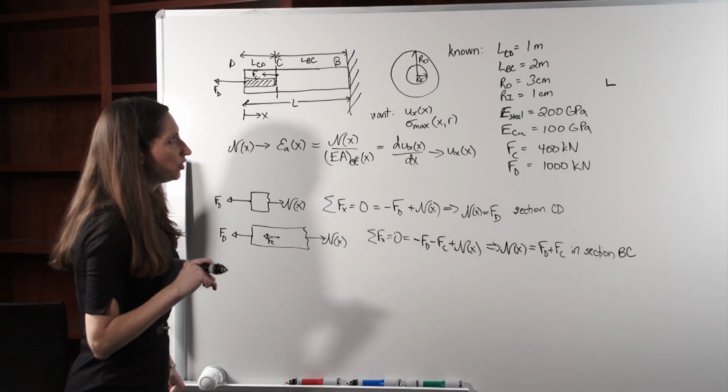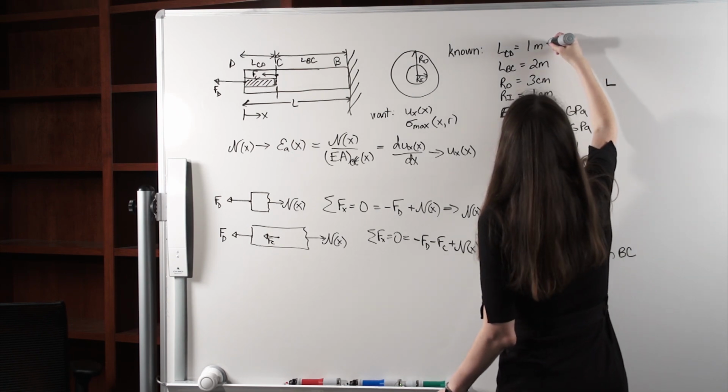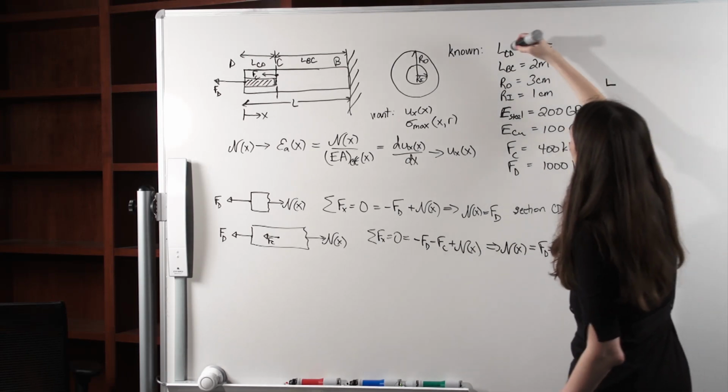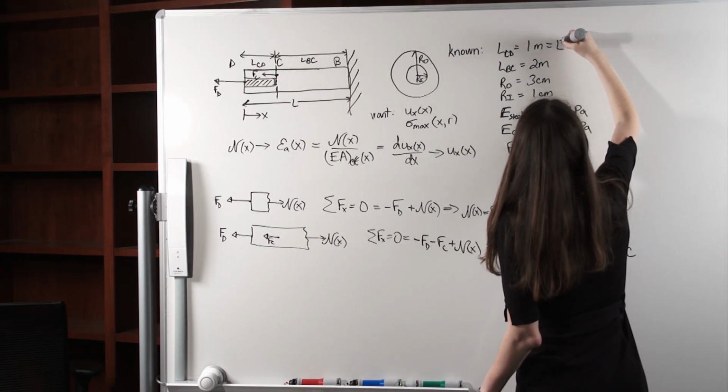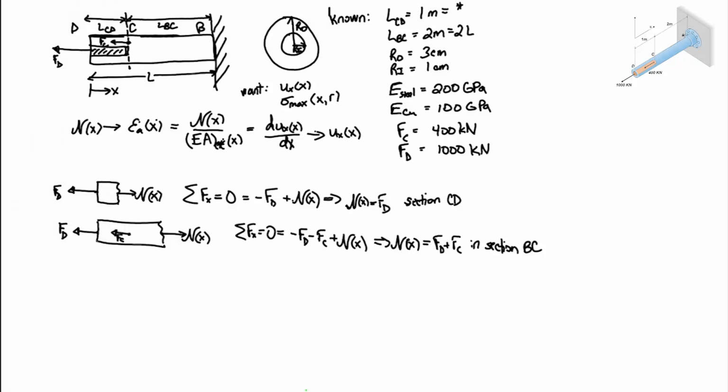I forgot to do this earlier, but I'm going to define some new variables up here so we don't have to carry around all these LCDs and LBCs. So we're just going to call this L star, so that this is equal to 2L star. Okay, and let's do the same here. We'll call this one E star, so that E steel is equal to 2E star.